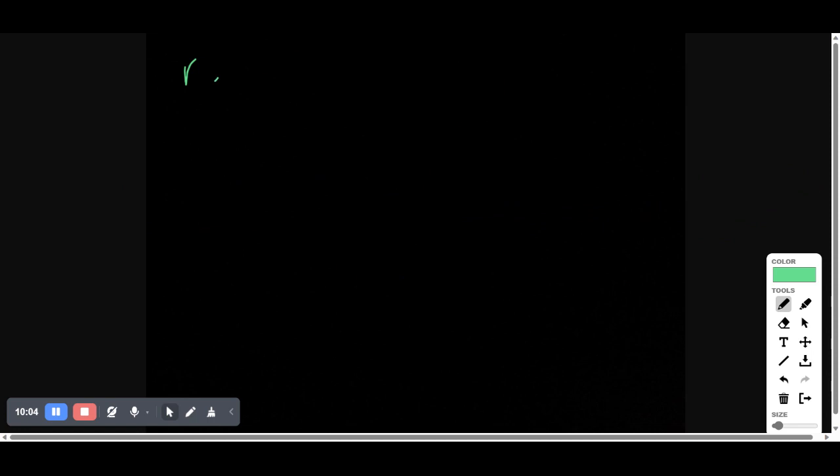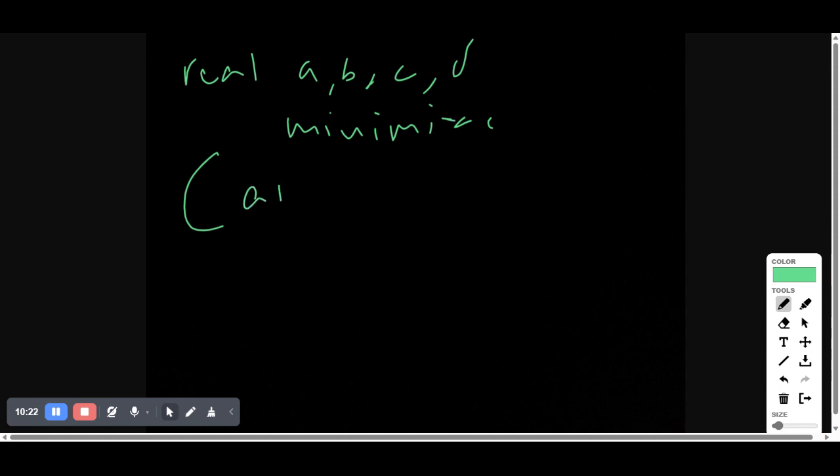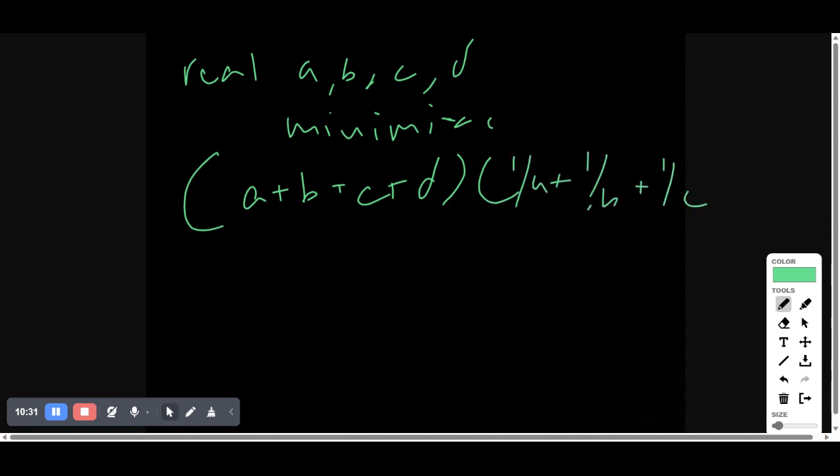For real numbers A, B, C, D, we want to minimize A plus B plus C plus D times 1 over A plus 1 over B plus 1 over C plus 1 over D. Pause the video and try to figure this out using the inequalities we just learned before trying this on your own. It might be a little difficult, but there's a way with AM-GM and a way with Cauchy-Schwarz.